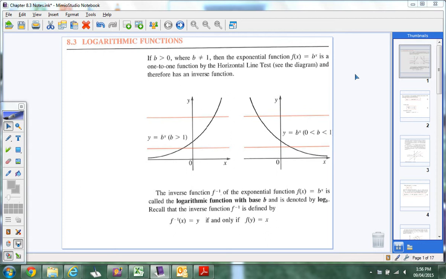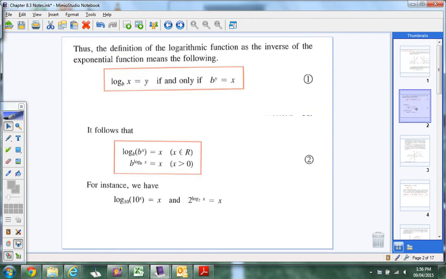And so these are inverses of each other. Okay, and we'll talk about that a little more here in a second. Okay, so this is kind of a review from yesterday. Now we're going to talk about how the logs relate to this. So, the definition of the logarithm function as the inverse of the exponential function means the following.